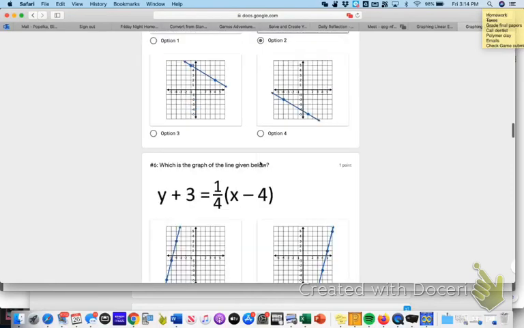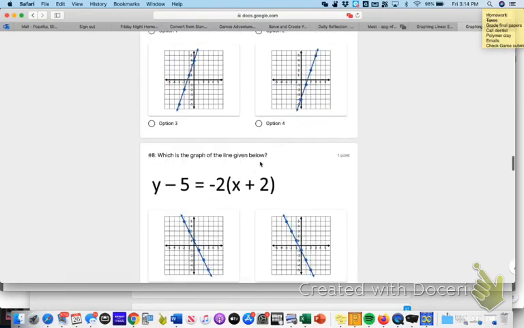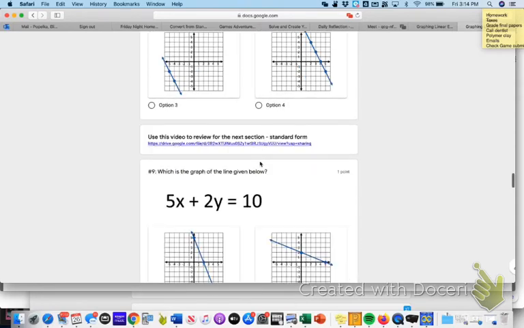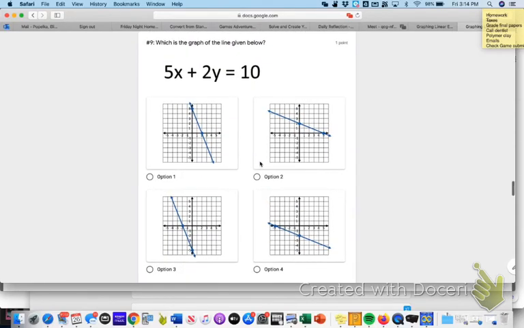So numbers 6, 7, and 8 are just like that one that we just did. So you just need to distribute to get rid of the parentheses and then isolate the y. And then the very last type you'll have is the type that we did yesterday, where it's in standard form, and we don't know how to graph in standard form either. We haven't gotten to that yet. So we're going to have to take this equation and convert it into slope-intercept form. So y equals mx plus b, because that one we know how to graph.